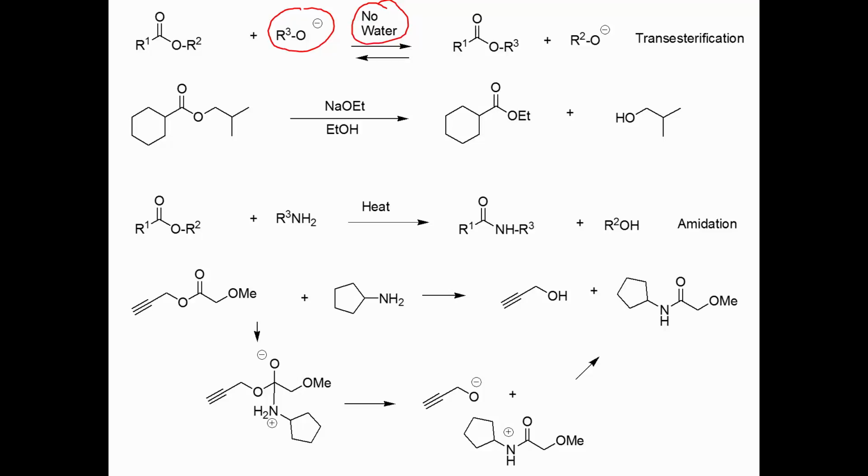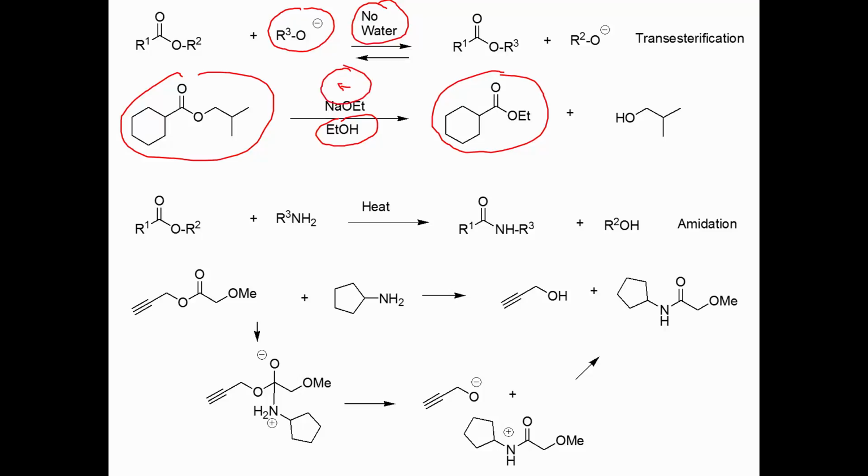So for example, if we take this species here and treat it with sodium methoxide and ethanol, it will have such a large excess of ethanol molecules that we can count on this reaction essentially going to the right and producing the ethyl ester plus the isobutyl alcohol. The reaction's still in equilibrium technically, but because we have ethanol as a solvent, this reverse arrow tends to be very small.